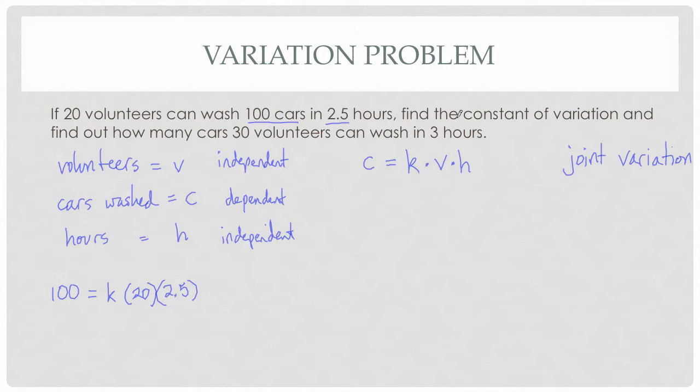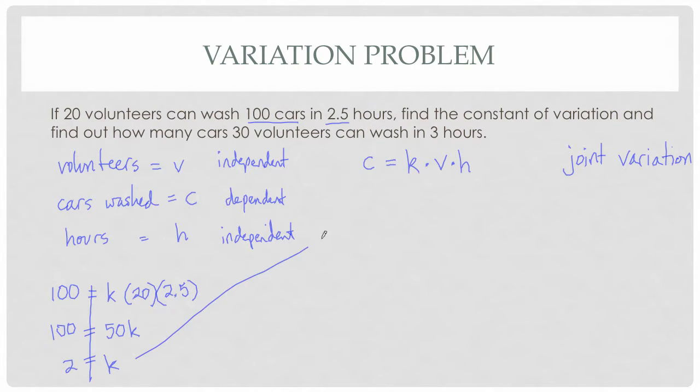Find the constant and then figure out, well, if we have 30 volunteers, how many can they wash in 3 hours? All right, well, let's start with this. I know I can do 100 cars with 20 people in 2.5 hours. So let's solve for K. 20 times 2.5 is 50, so it's going to be 50 times K equals 100. And this is pretty easy to see that if I divide both sides by 50, my constant has to equal 2. So there we go.